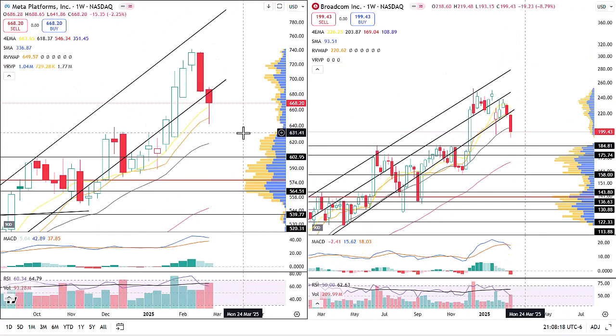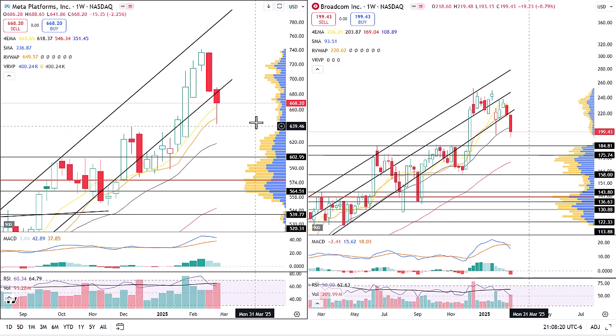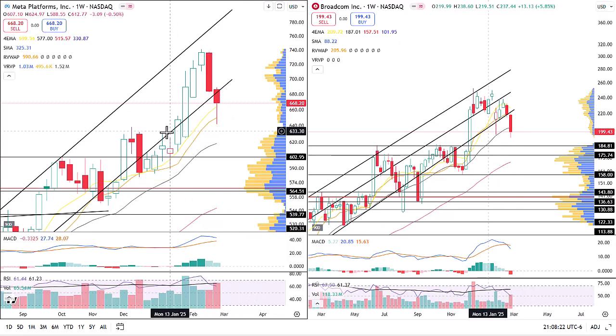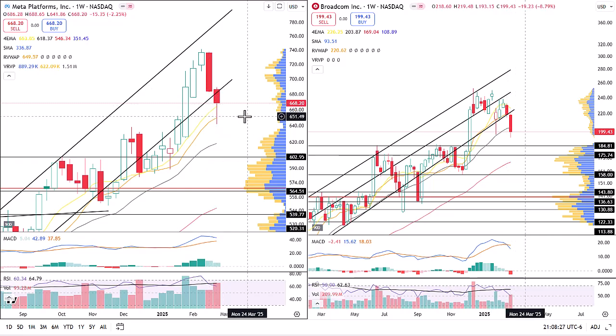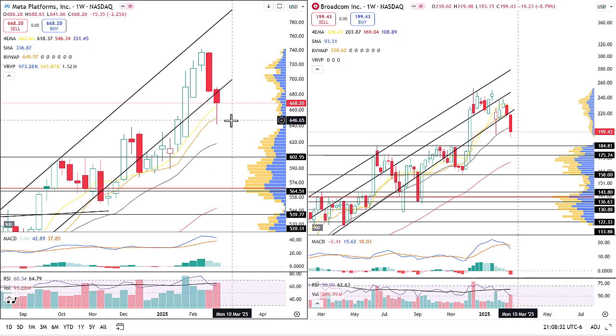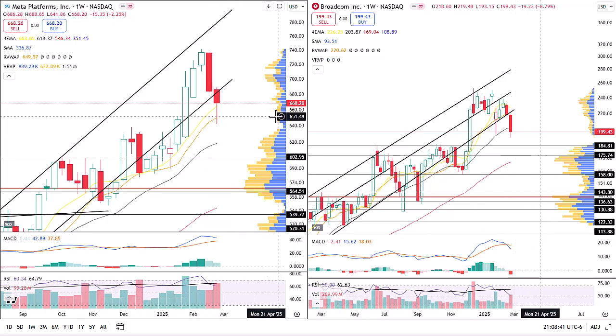Moving over to Meta and Broadcom. Meta was down 2.25 after basically a month straight of bullishness. We had a big down week, 7.2 and then 2.25 coming off of that VWAP level there at 649.57. That's your current support. Momentum bearish, RSI bearish, 21 EMA as low as 618.37 could potentially be in play over the next week to 2 weeks.